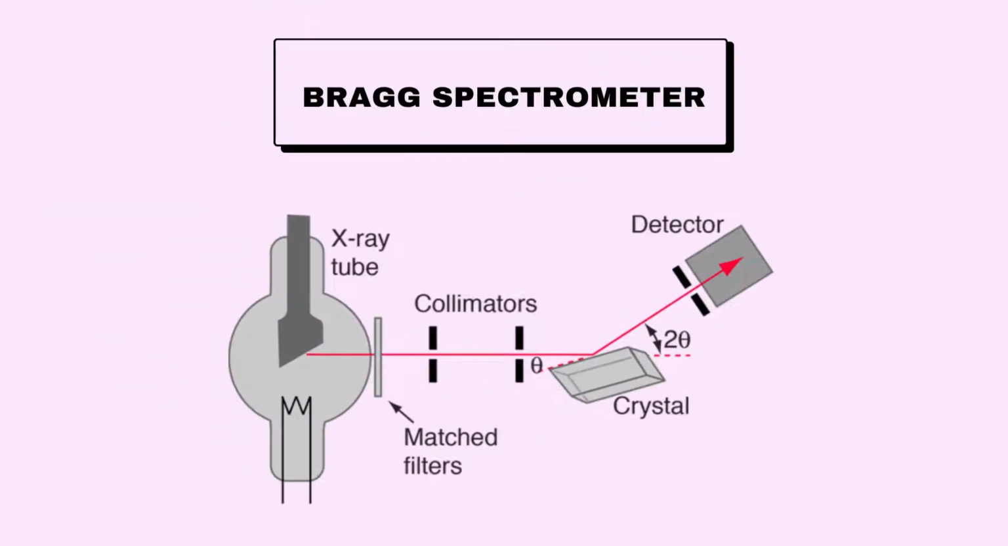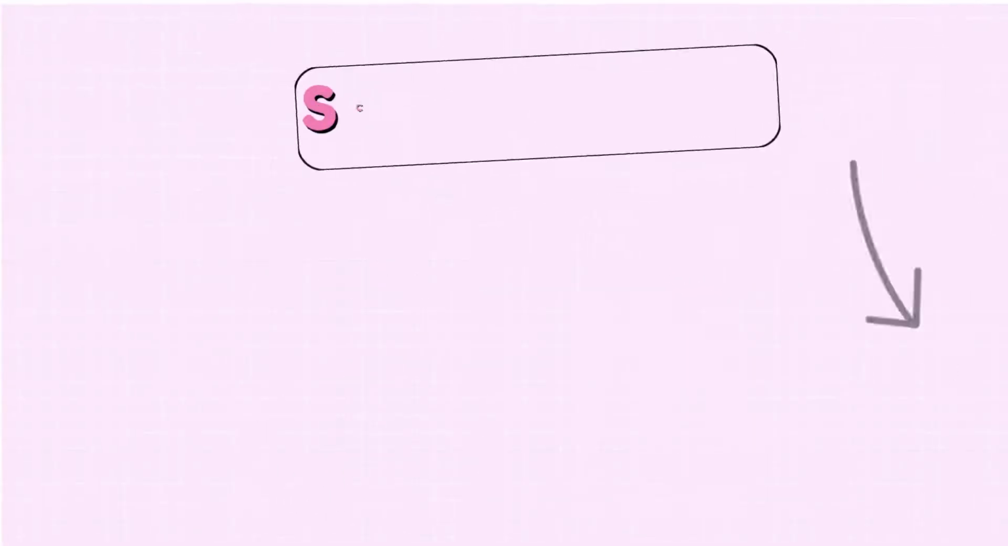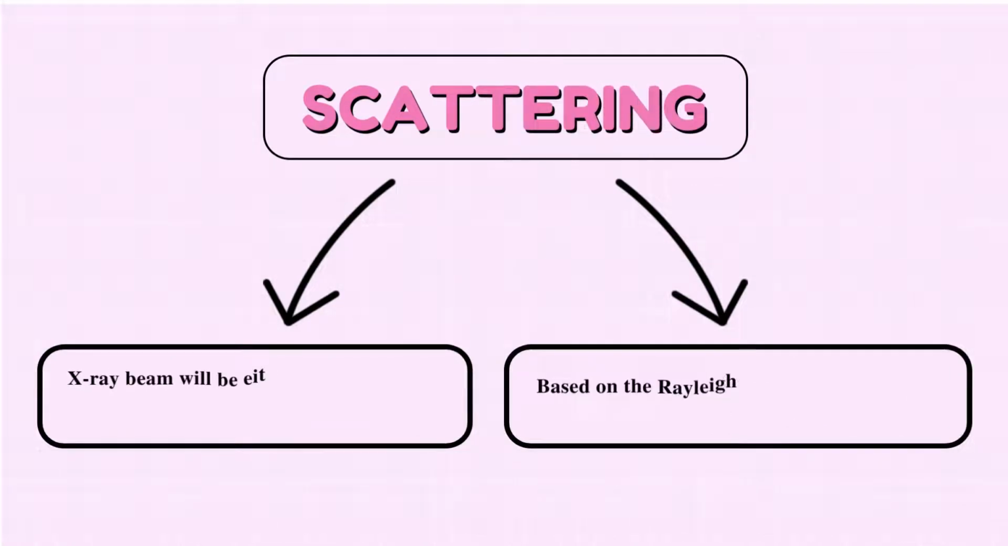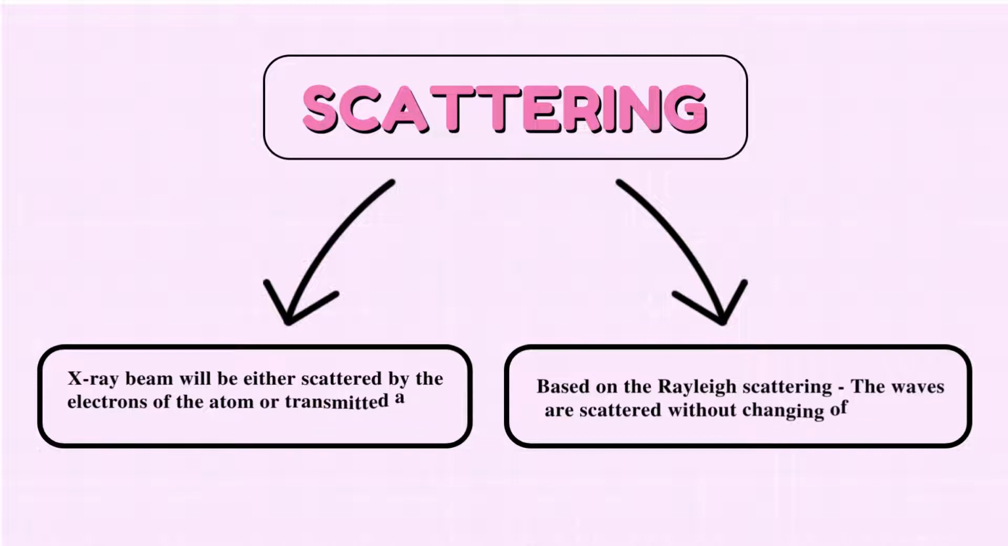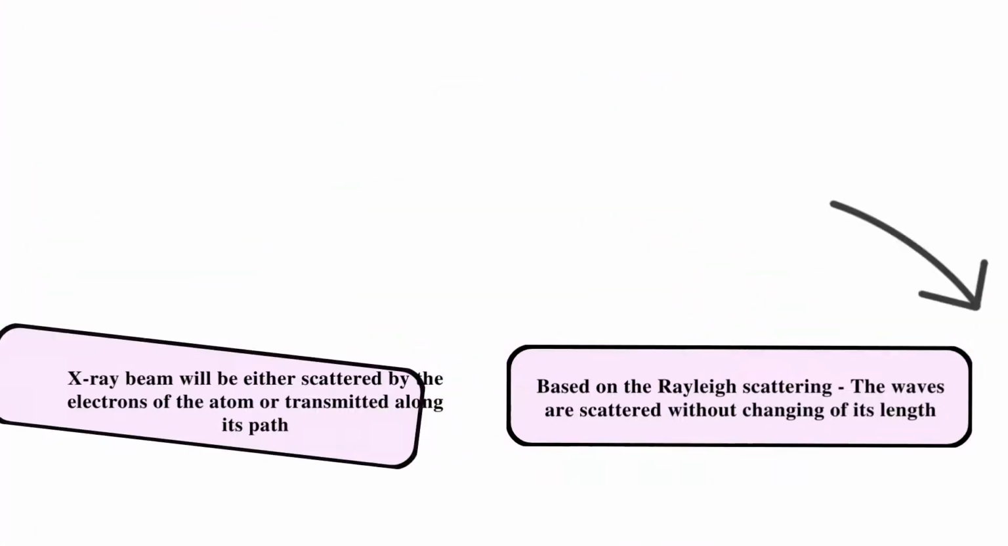This is an example of a Bragg spectrometer. An X-ray beam is released from the X-ray tube to the crystal surface. The X-ray will hit the crystal surface and will be reflected to the detector. During the process, the X-ray beam will be either scattered by the electrons of the atom or transmitted along its path. According to Rayleigh scattering, the waves are scattered without changing their length.